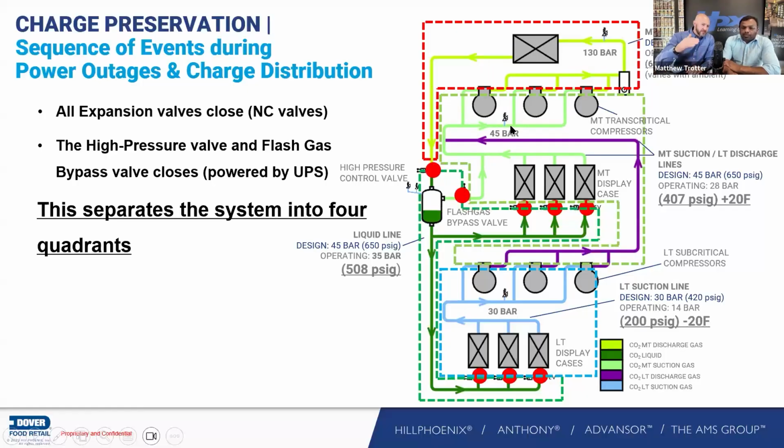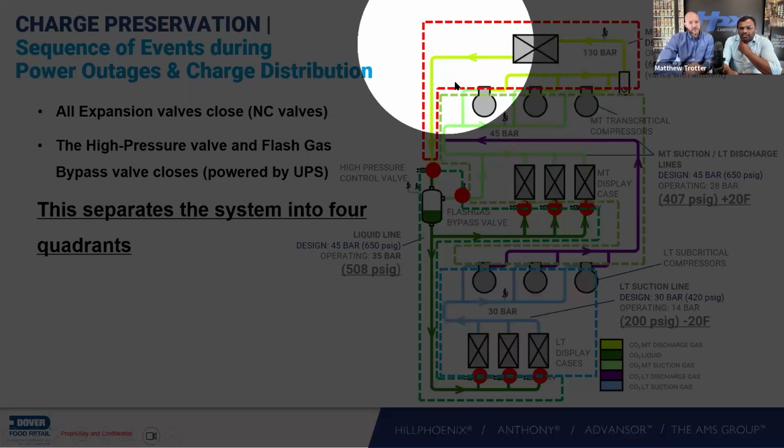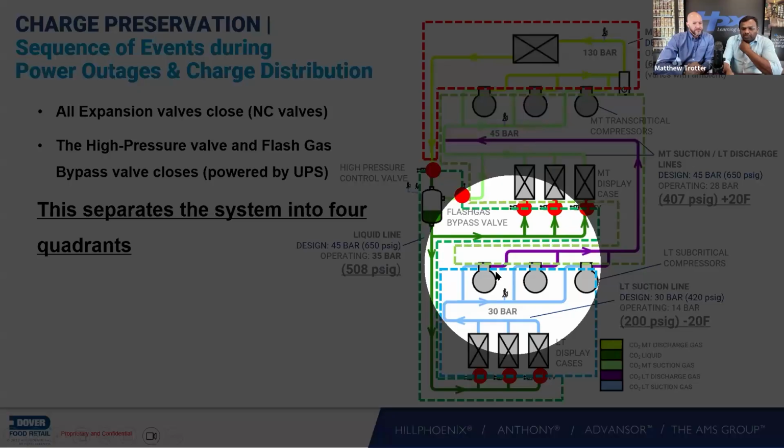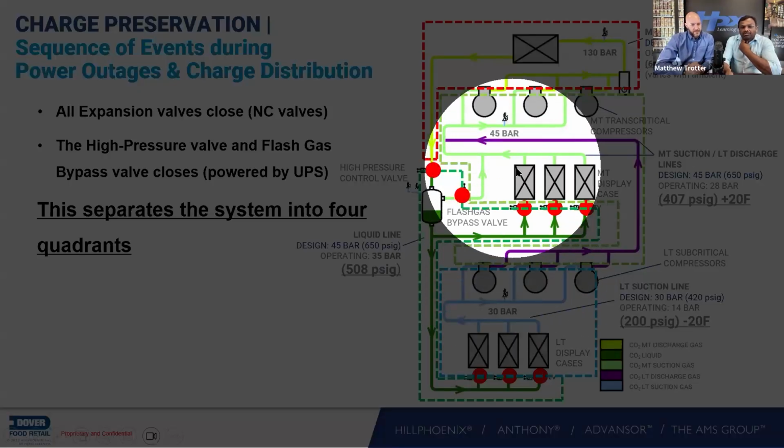If we really look at this, we're cutting off at the compressor as our one line on both sides, medium and low temp. Discharge down to the high pressure valve is our high side quadrant. On the lower side, we're going from the discharge of the low temp and working back around to the evaporator side. Then the low side is the suction side of the compressors and the evaporator side on both medium and low temp. Exactly. So this is a 130 bar quadrant, and then this is a 45 bar quadrant. The low temp is a 30 bar quadrant, and the medium temp suction is also a 45 bar quadrant.